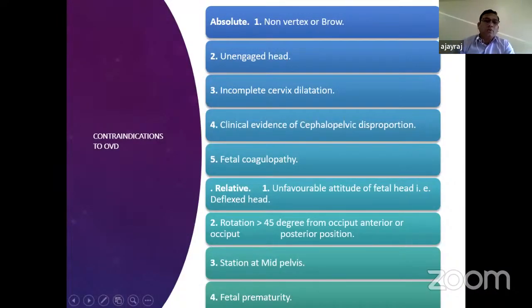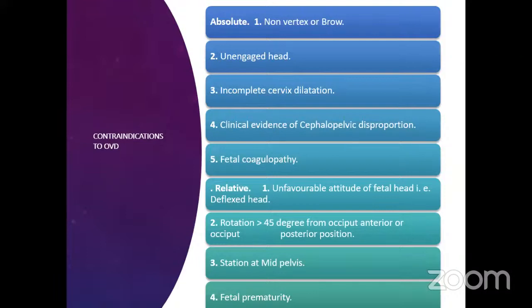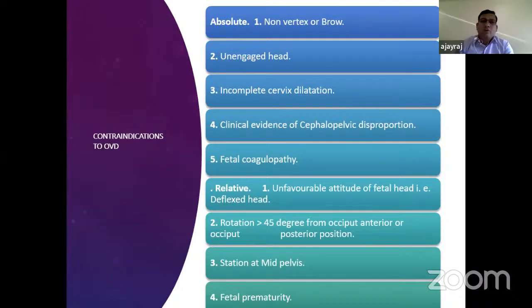Contraindications to operative vaginal delivery. Absolute contraindications: non-vertex or brow presentation. Second, unengaged head. In non-vertex or brow presentation, it is unable for us.